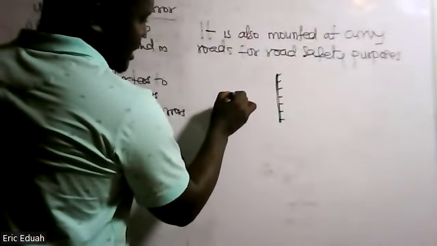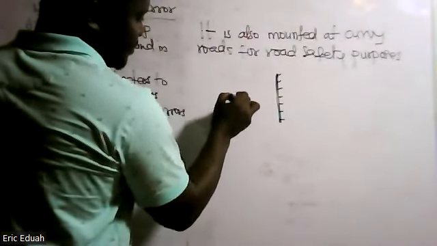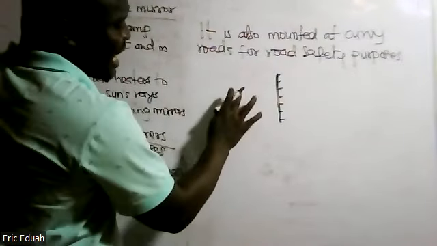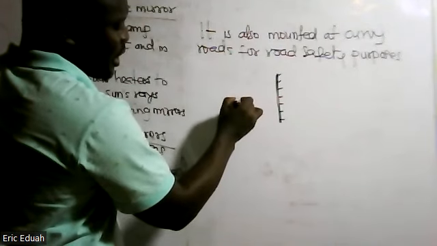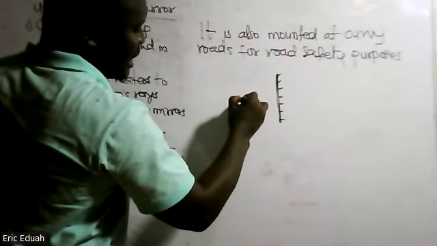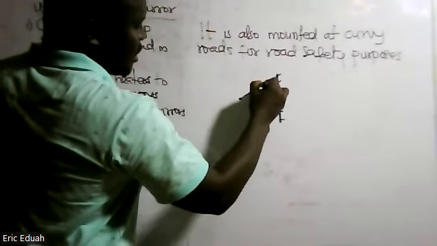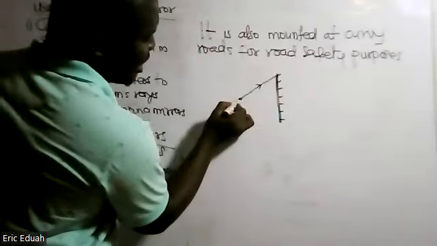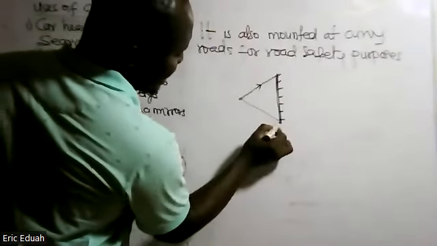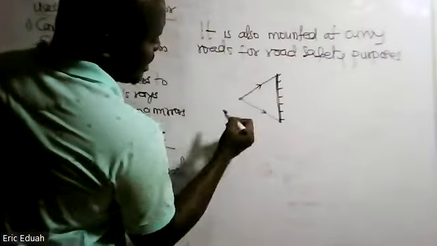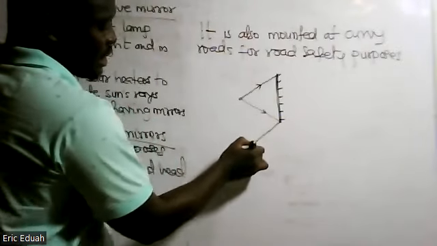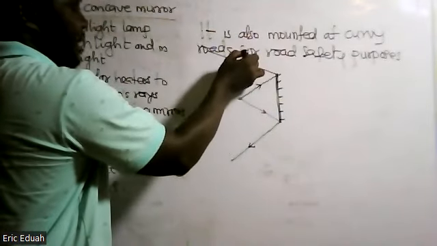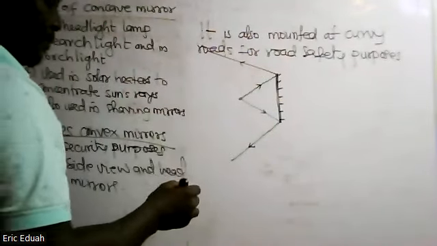And then you have an object in front of it. A ray of light hitting the extreme ends of the mirror, and then another ray of light hitting the other extreme end. This will reflect. Then the reflected ray for this is this.